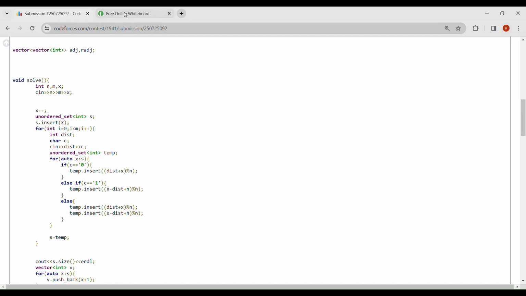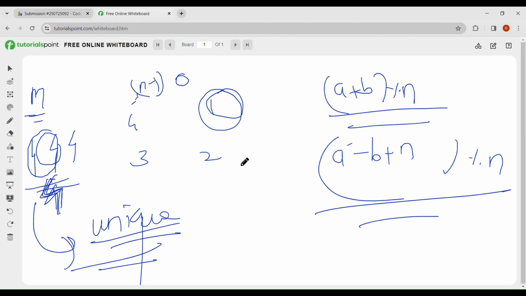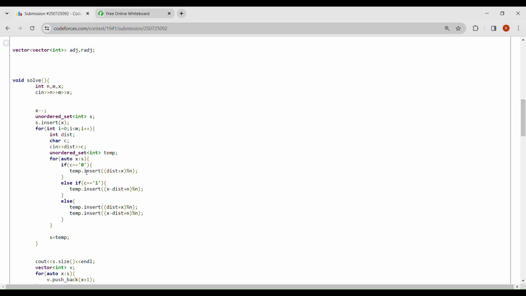Firstly, I take the input and check the distance and c that is given. If the character is 0, which means the movement will be clockwise, then from this set I will take all the elements which the ball maybe came to in the last operation. We will take those values and perform the move. If it is 0, we go in the clockwise direction. If it is 1, we go in the anti-clockwise direction. Otherwise we perform both operations, like it may go clockwise and anti-clockwise.